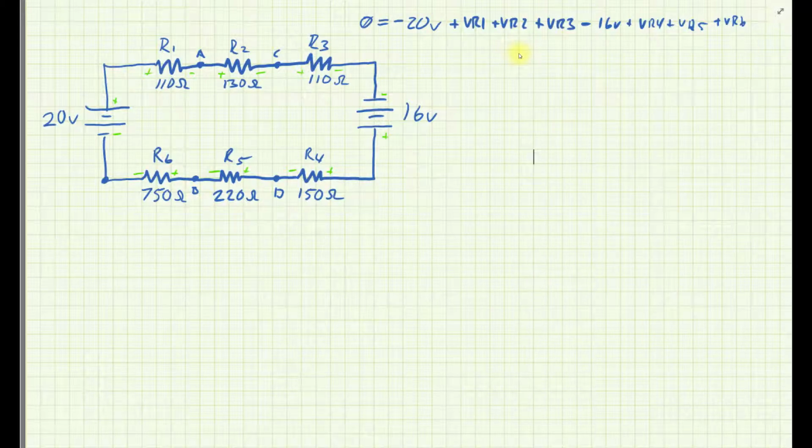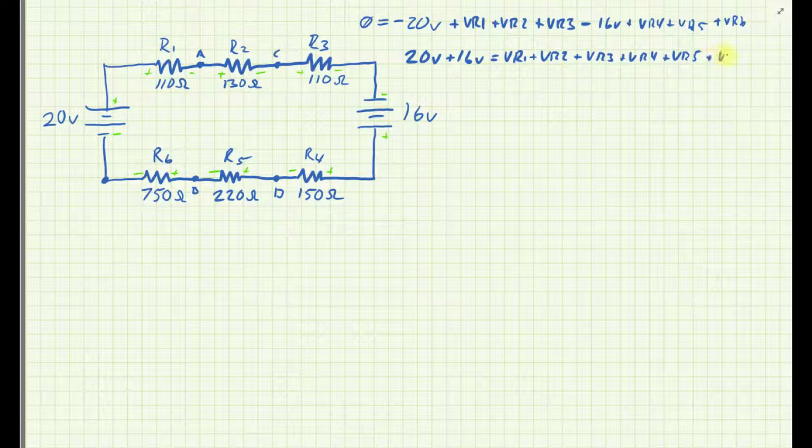Alright, but anyway, there's my rough loop equation. Now, that's all interesting, but what I can essentially get from that is that 20 volts plus 16 volts equals the sum of all those resistors: VR1 plus VR2 plus VR3 plus VR4 plus VR5 plus VR6. Alright, so that looks to be 36 volts. So 36 volts equals all of those.